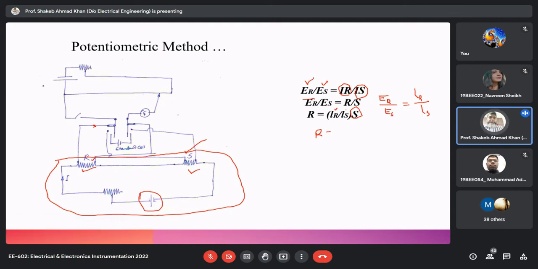And because it is a null deflection method, it takes care of lead and contact resistance, because your lead and contact resistance will not come into the picture at all, because no current is flowing through the wire when you are getting null deflection. So it won't affect your final measurement. Although it is not a direct method, the potentiometric method is not meant to measure resistance. It is meant to measure electric potential. So by measuring electric potential, we can very accurately measure the resistance.